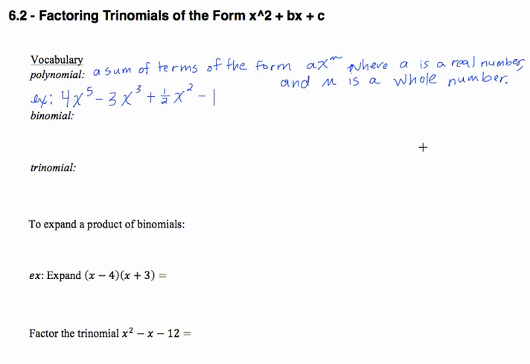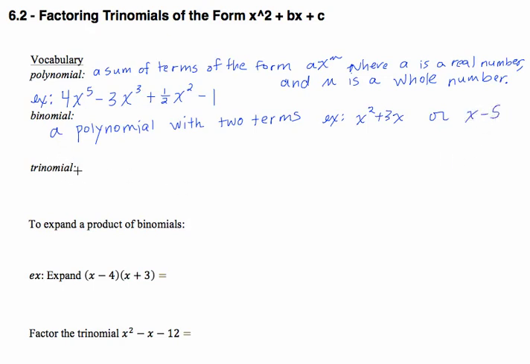Okay, a binomial is simply a polynomial with 2 terms. Bi meaning 2, so a binomial is a polynomial with 2 terms. For example, you could have x squared plus 3x. There's 2 terms. Or you could have x minus 5. That's got 2 terms as well.